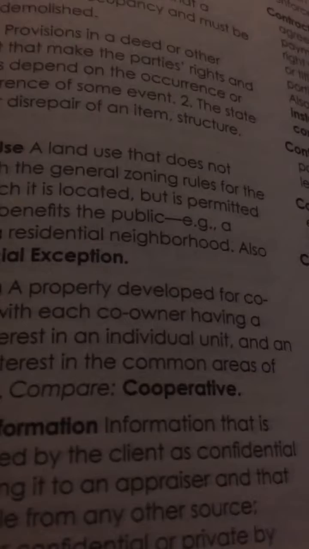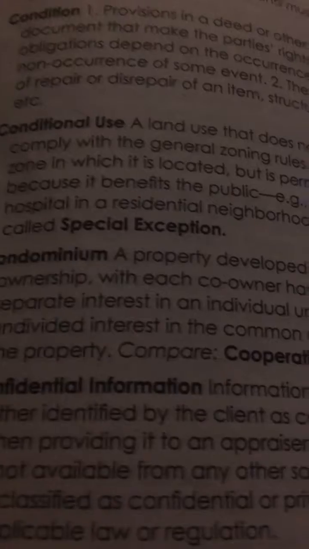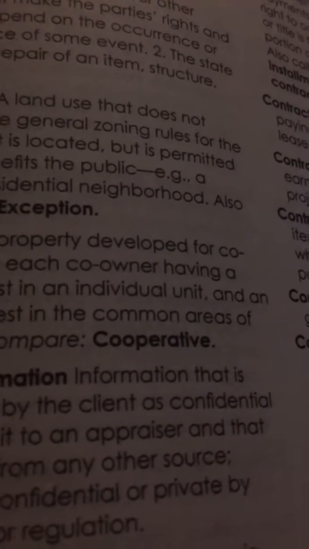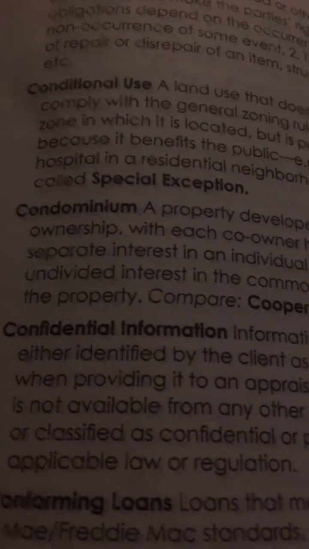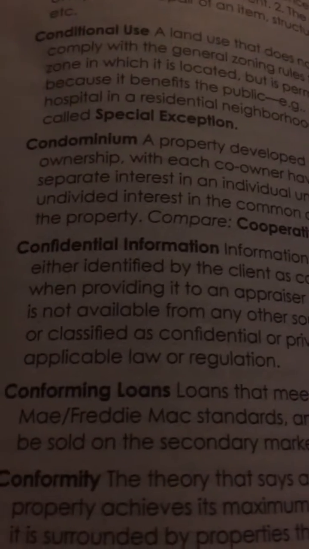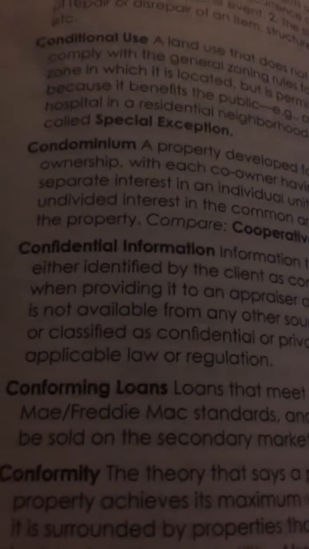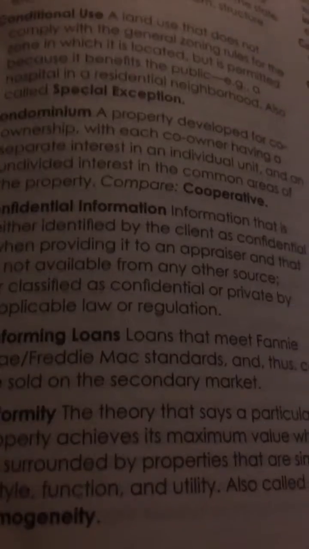Condominium. A property developed for co-ownership, with each co-owner having a separate interest in an individual unit and an undivided interest in the common areas of the property. Compare cooperative. Confidential information. Information that is either identified by the client as confidential when providing it to an appraiser and that is not available from any other source, or classified as confidential or private by applicable law or regulation.